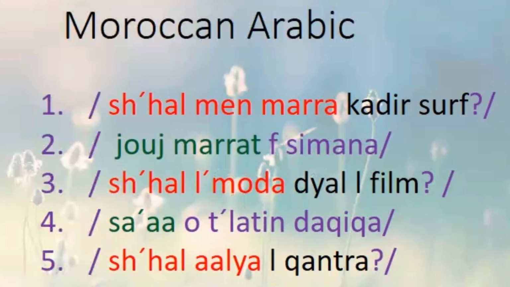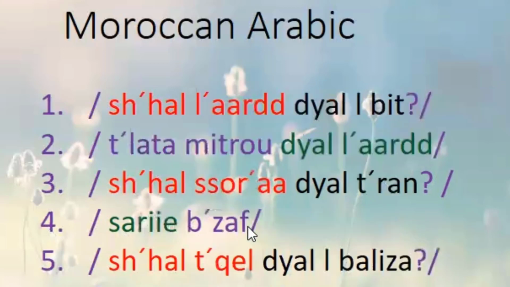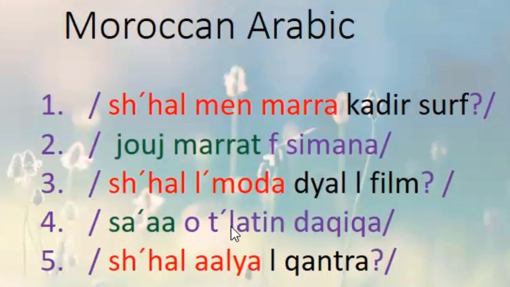Number 3. How long is the film? شحال المدة ديال الفيلم. How long is شحال المدة. شحال المدة ديال الفيلم is the film. Number 4. 1 hour 30 minutes. ساعة و30 دقيقة. ساعة is 1 hour. 30 minutes is 30 دقيقة. Or ساعة ونص.